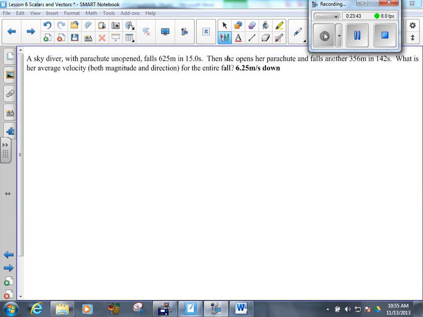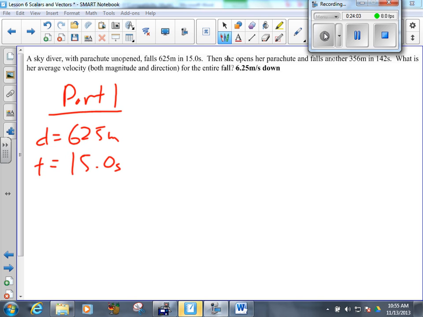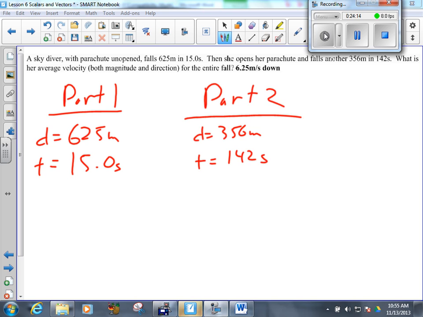Number 11 is one of the two-part questions, where I've got to use total distance and total time. So the skydiver falls with their parachute unopened, 625 meters. In part 1, the distance traveled by the skydiver is 625 meters. The time it takes them to do that is 15.0 seconds. In part 2, the parachute is now open, thankfully. They fall a distance of 356 meters in a time of 142 seconds.